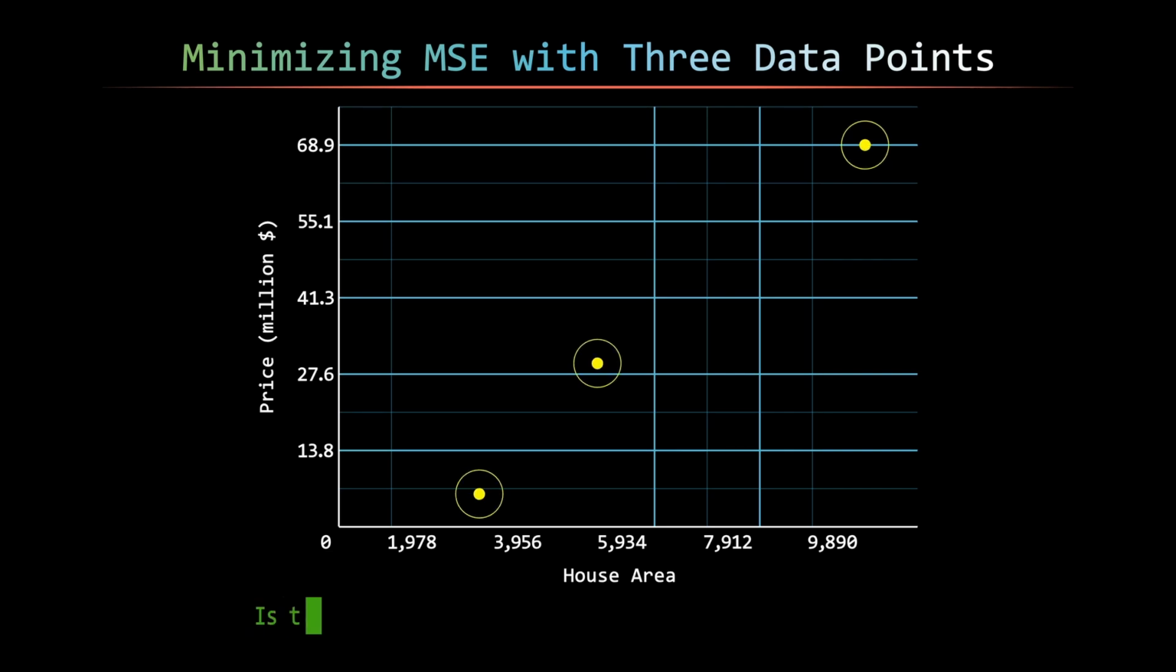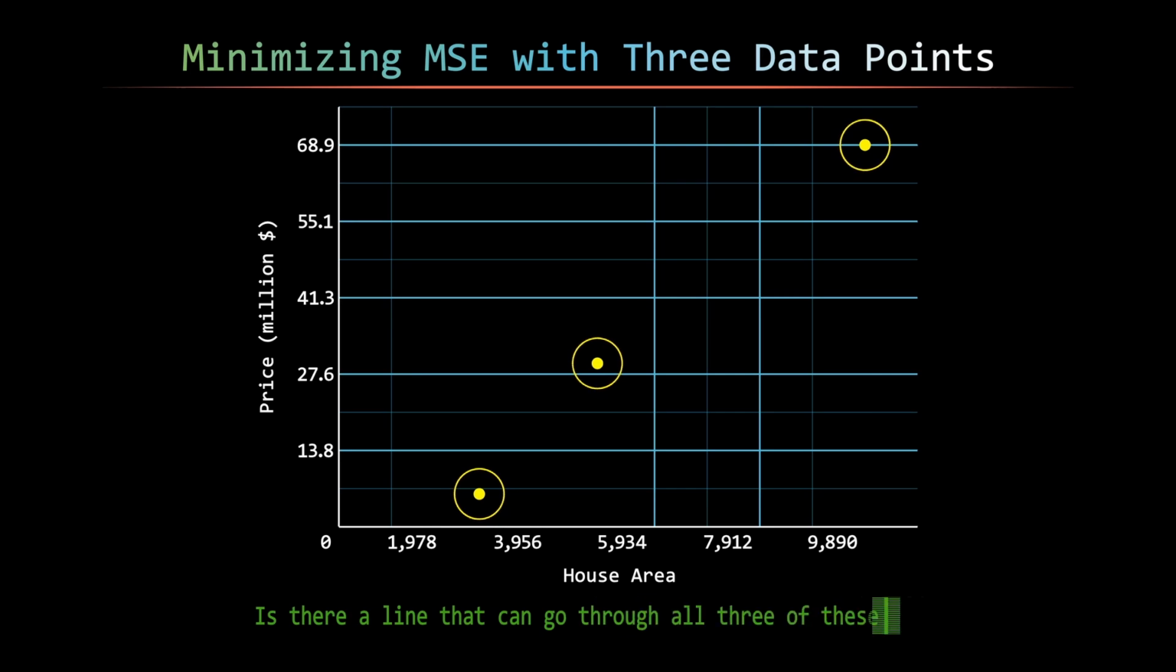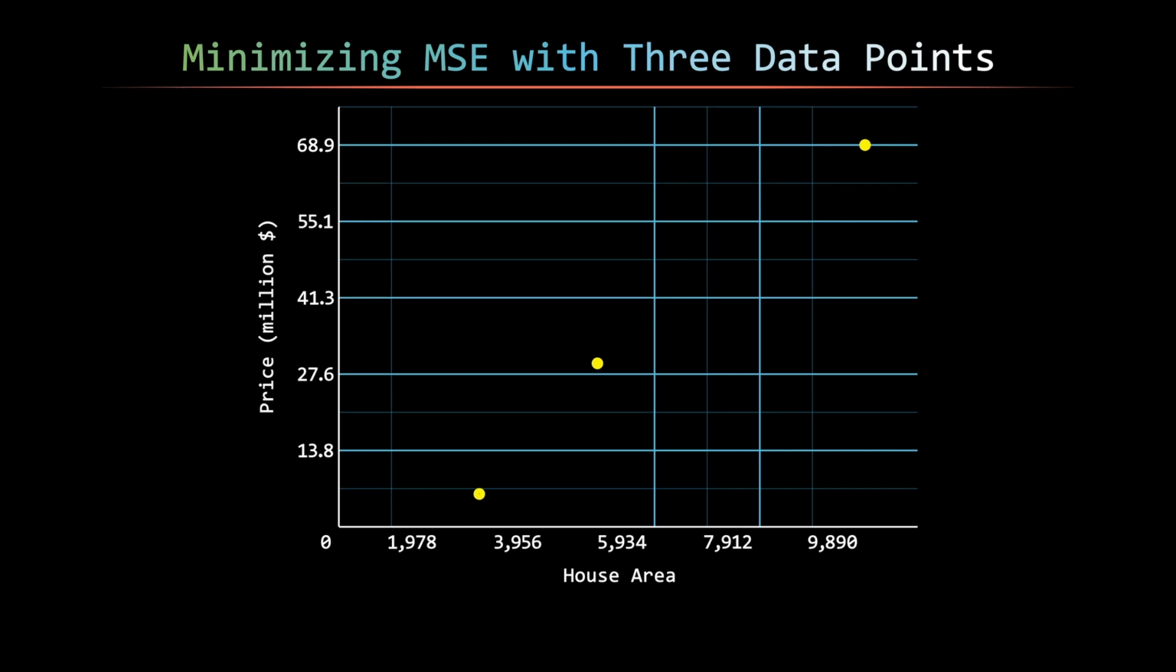Is there a line that passes through all 3 points? No. Unless the points are perfectly collinear, it's impossible for one line to pass through all 3. So, as you can see in the animation, the sum of all the squared errors cannot be 0. The same goes for 4, 5, or more points. Now we want to draw the line that minimizes the errors. Unlike before, the loss function L is not 0.